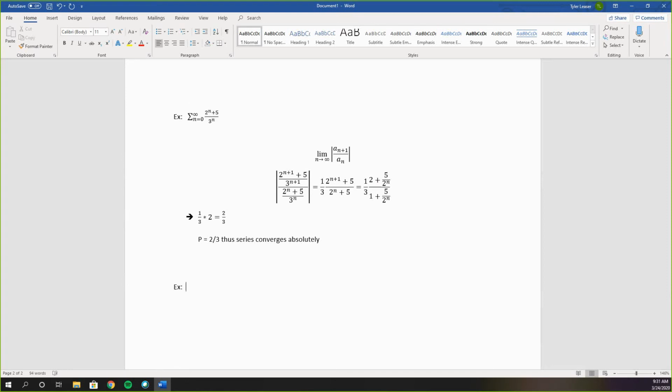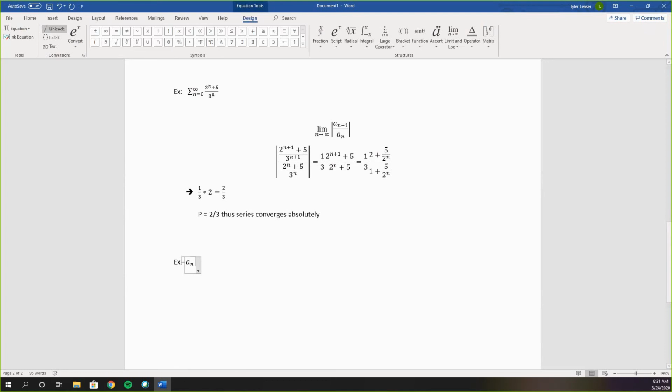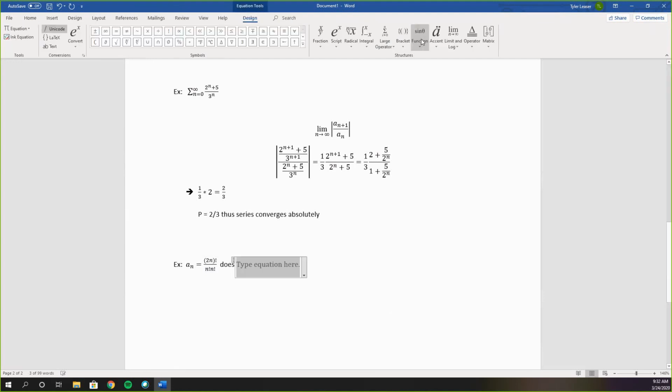Alright, so my next example is going to be this one. Now we're going to look at the series. I'm just going to write it as the sequence for now, the sequence values, but eventually the series of 2n factorial divided by n factorial n factorial. And then the question is going to be, does the series of a sub n converge?